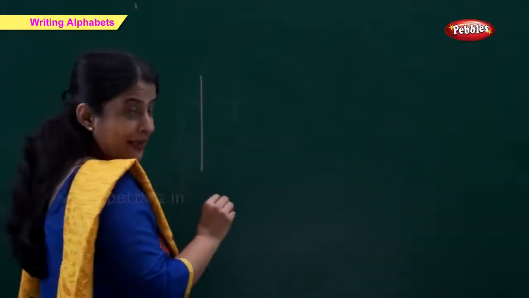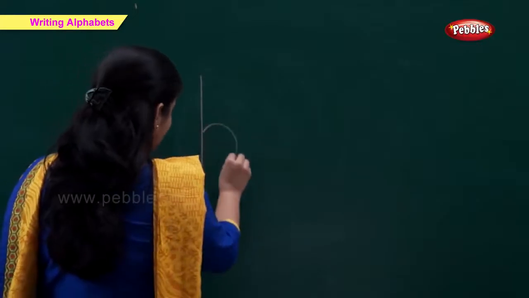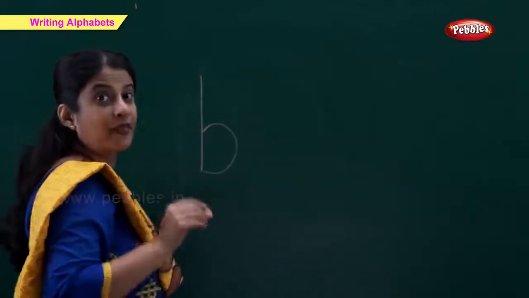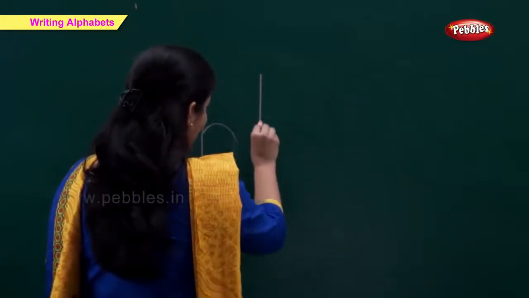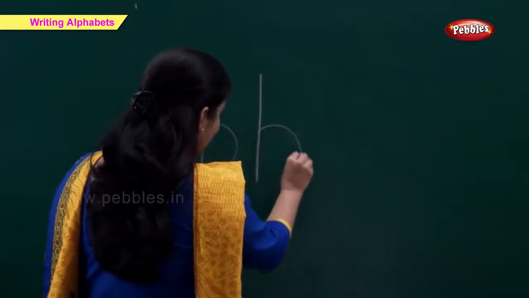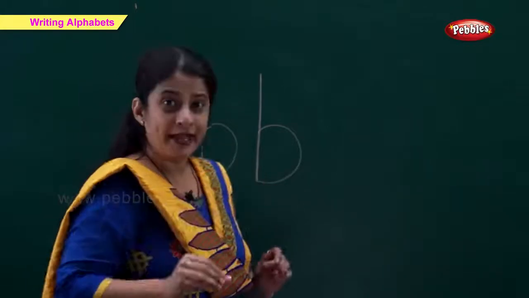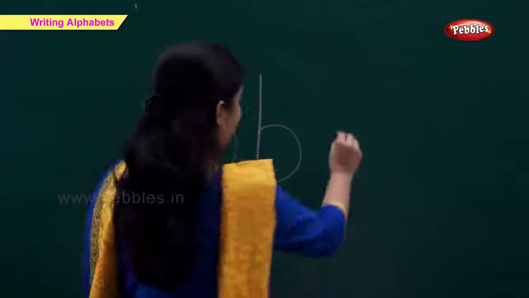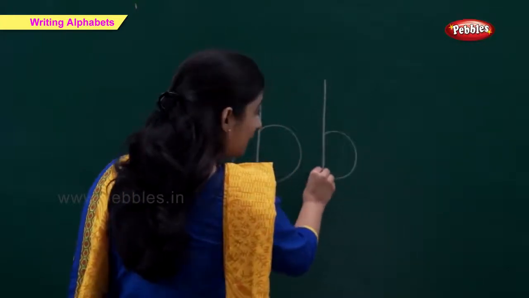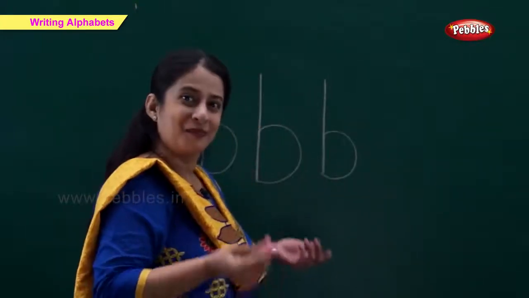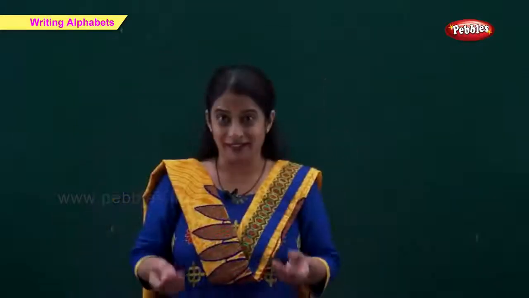A standing line and a curve makes small b. A standing line and a curve makes small b. Again, a standing line and a curve makes small b. Let's write a small c.